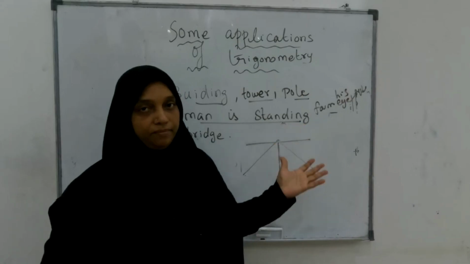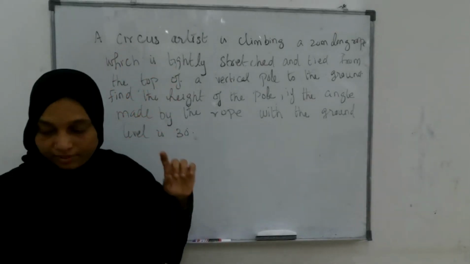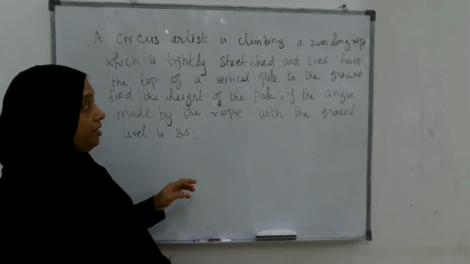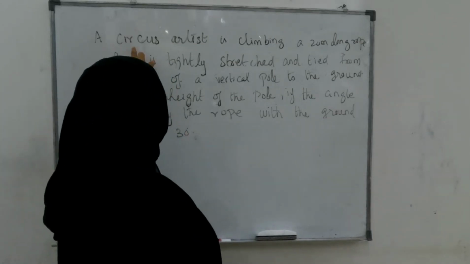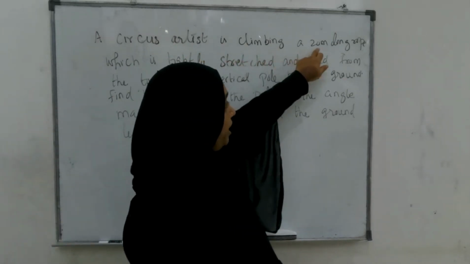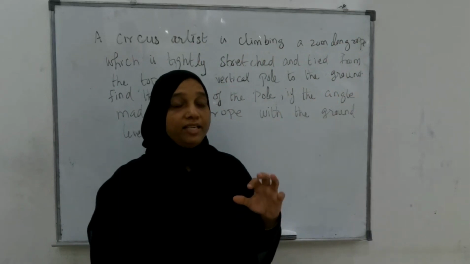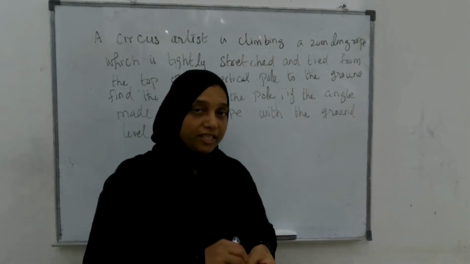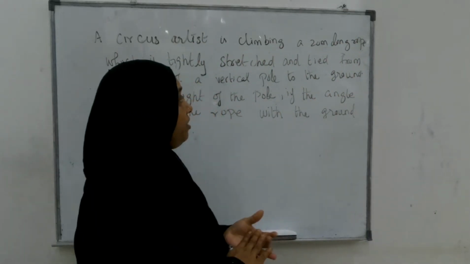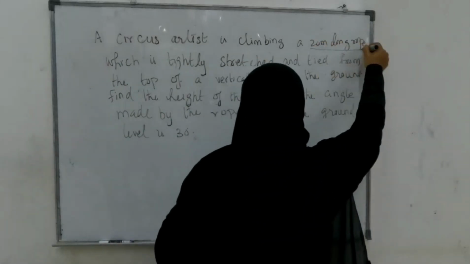Now we will get into the sum. This is our first sum in exercise 9.1. In this sum, a circus artist is climbing a 20 meter long rope. When you are reading the sum, you carefully see the objects, what are the things they are using there. Here, first, they have given a 20 meter long rope.